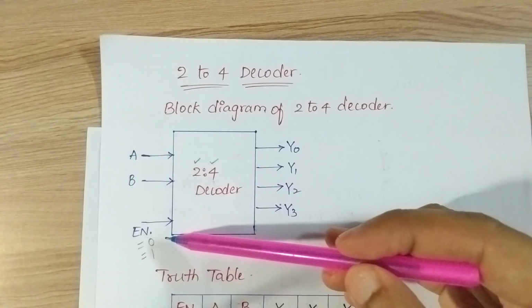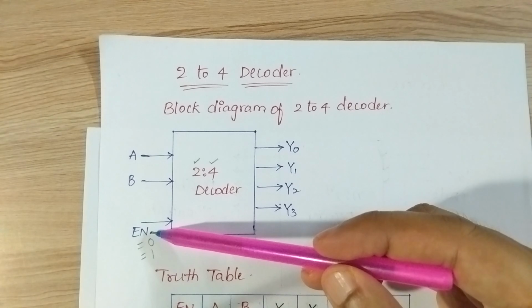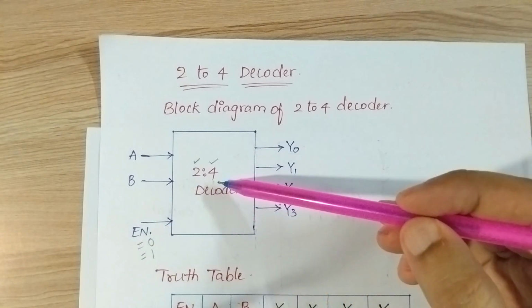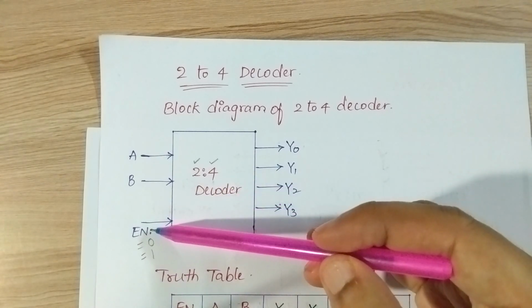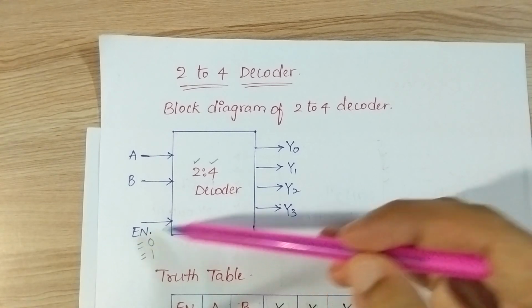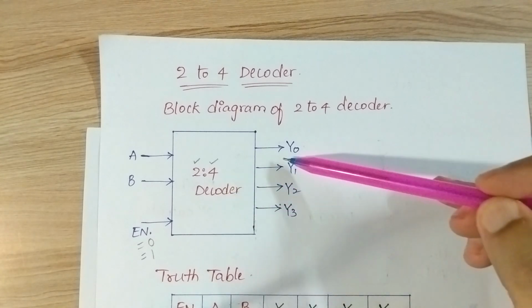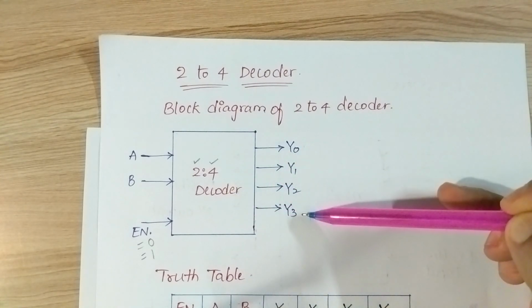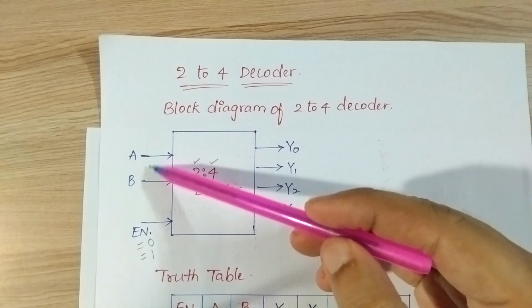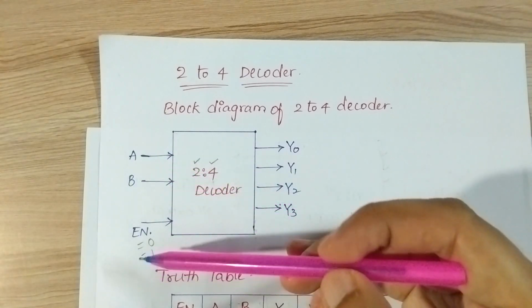There will be one enable pin. This will act as a switch for the 2:4 decoder. When the enable pin is equal to 0, this decoder is going to be disabled. At that moment, it will produce all the outputs as 0, even if you apply any input.